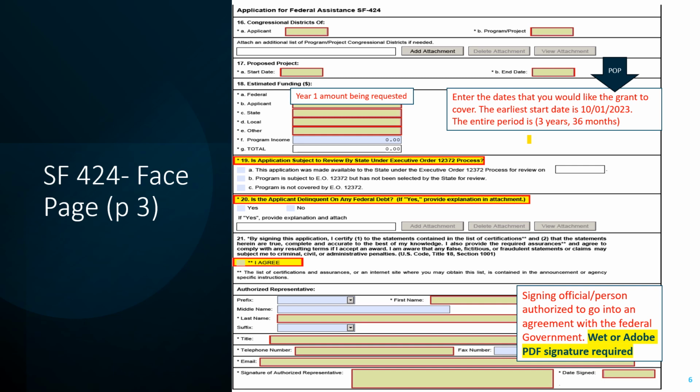We do need a wet or Adobe PDF signature on this form. So please, if that is not filled out, we will return it because we do need a signature.